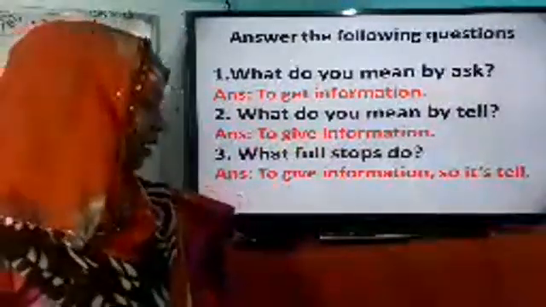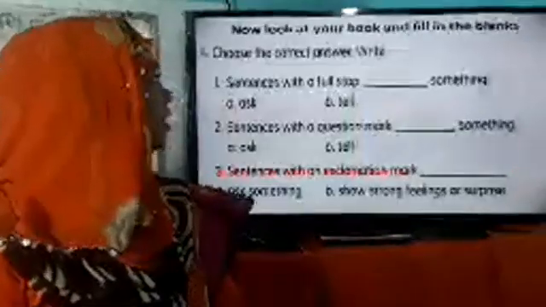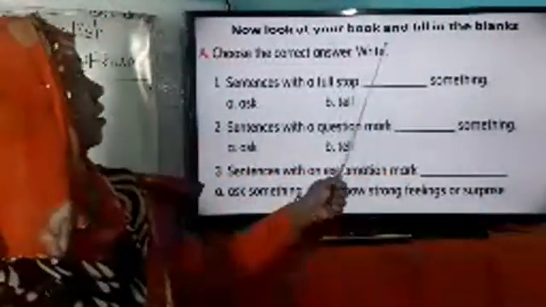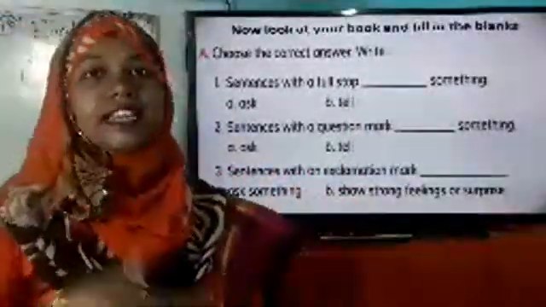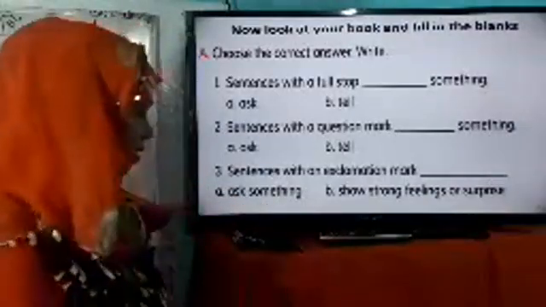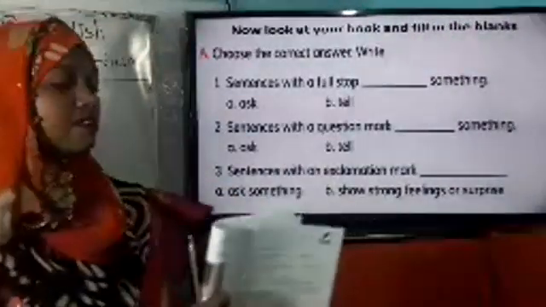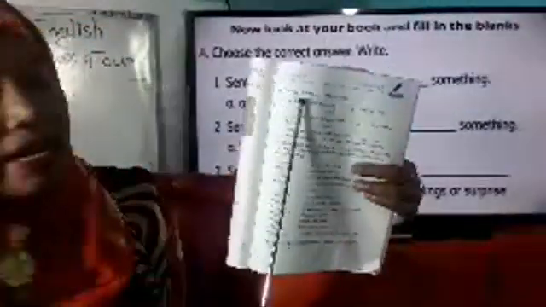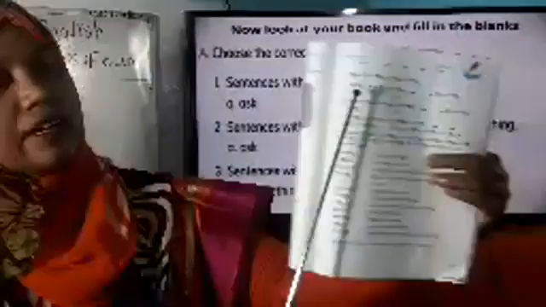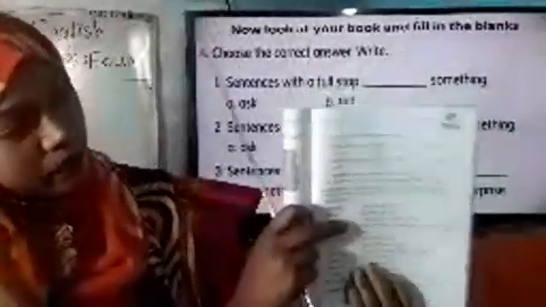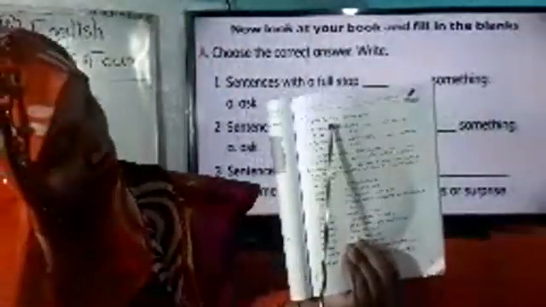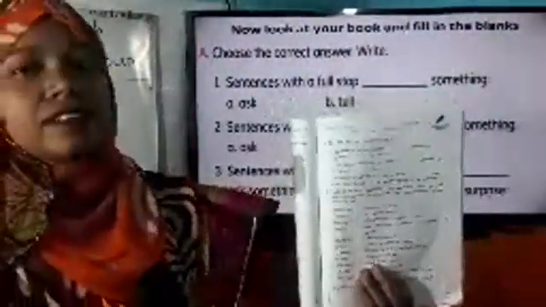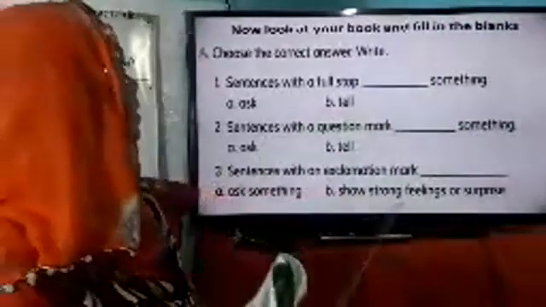Now I would like to discuss the fill in the blanks, and it's in your textbook. Dear students, look at this book. Here is activity A. Choose the correct answer.